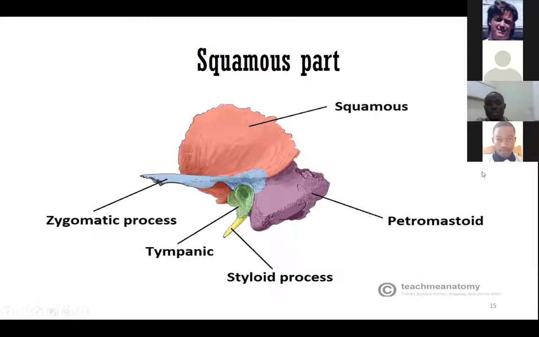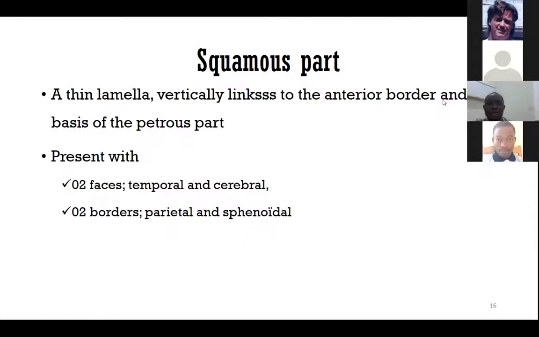The squamous part of the bone is this part, colored in pink, and that contains the zygomatic process. Let us talk about it. It's a thin lamella, vertically linked to the anterior border and the base of the petrous part. It presents two faces, temporal and cerebral, and two borders, parietal and sphenoidal. We have to say that the squamous part is the most accessible part of the temporal bone. This part is the one we use most to enter the skull. It is the site of middle fossa craniectomy for many surgeries for pathology of the temporal lobe of the brain, and for pathologies of the petrous bone.